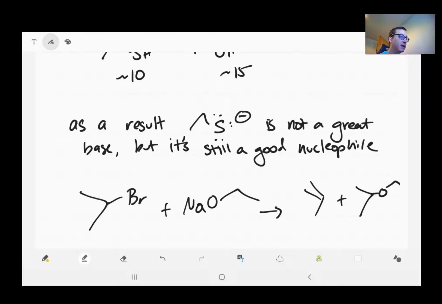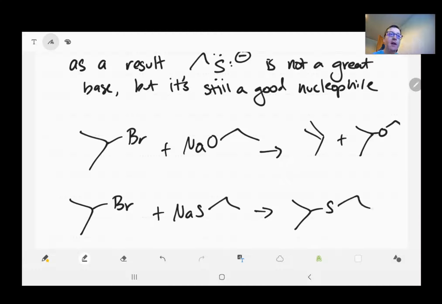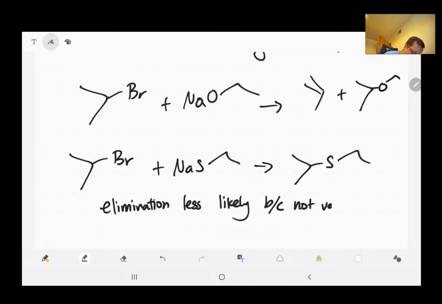But with the sulfur analog, the sulfide there, you don't run that risk. If you do the same thing with the sulfide, you're going to pretty much only get the substitution product there. So you're not going to run the risk of elimination. So it's a good thing. Elimination is less likely because it's not as basic. So just keep that in mind.